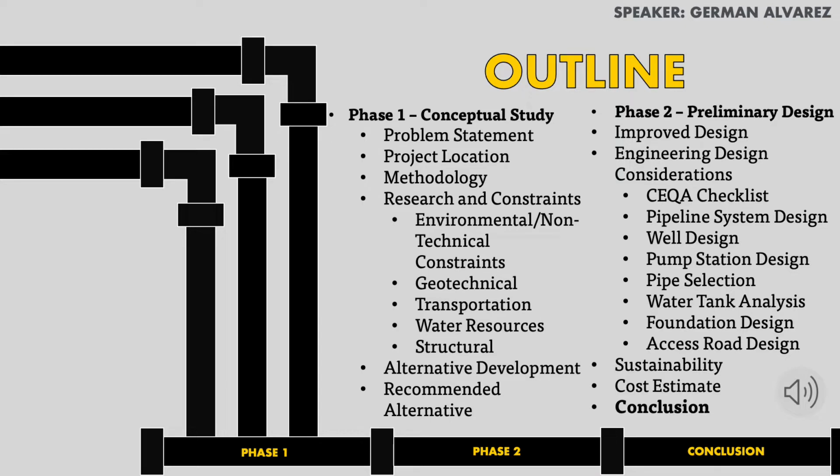This brings us to Phase 2 on the right side, the preliminary design phase, which took place during the second semester. Once the recommendation was selected by our client, the design was further developed to our current improved design. This design includes all the engineering design considerations for each portion of the water system. Phase 2 concludes with our commitment to sustainability, the cost estimate, and finally the conclusion to this entire presentation. In the next slide, we'll introduce Phase 1.